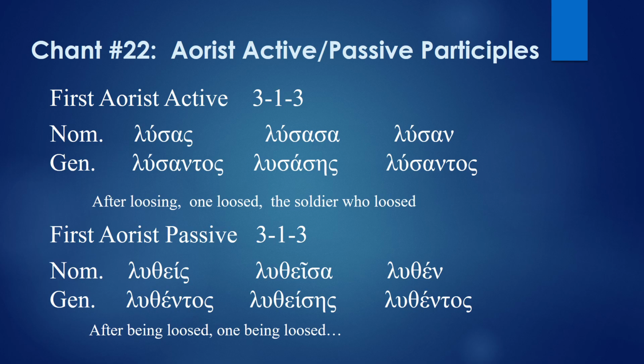We will learn the nominative and genitive alone, then the rest of them follow from the third declension, first declension, or third declension forms. So here is the nominative form, luthes, and then the genitive form for the masculine is luthentos. The feminine nominative singular is luthesa. The feminine genitive singular is luthes. And the neuter nominative singular is luthen. And the neuter genitive singular form is luthentos.